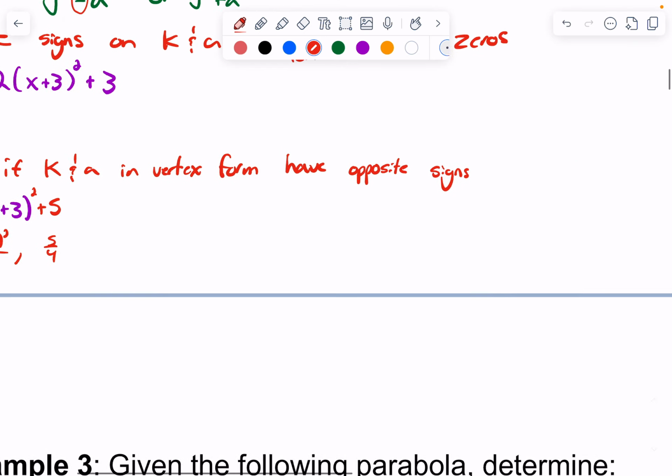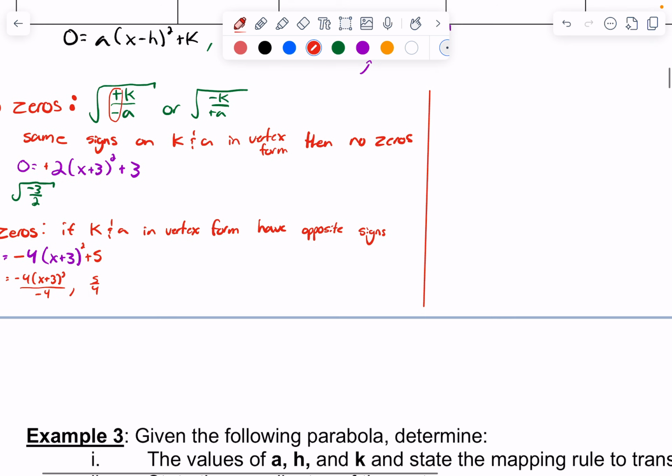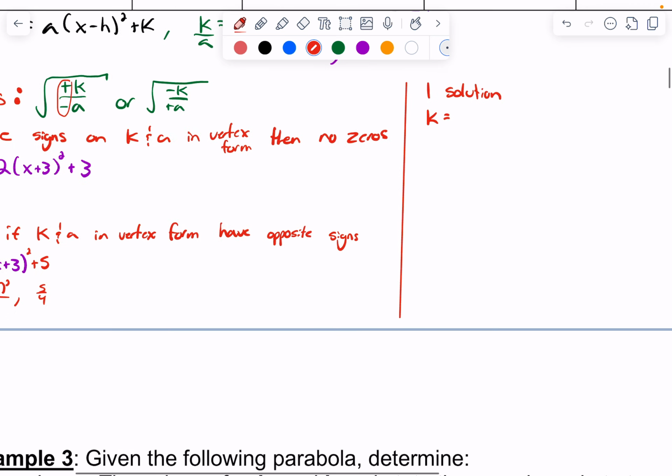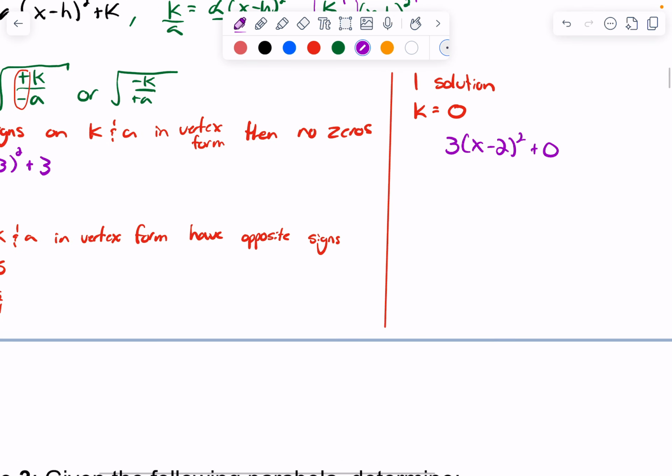And then the last scenario is when you have one solution. And that happens when the k is equal to 0. So if you have something like 3 times (x minus 2) squared, and then plus 0 on the backside here, I'll write it. Let me just give myself some more room. Because that 0 isn't even there, right? So it's actually not even there.